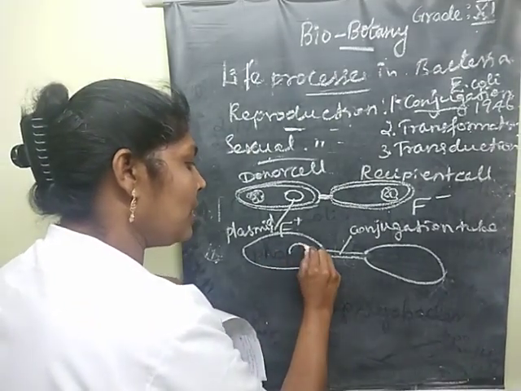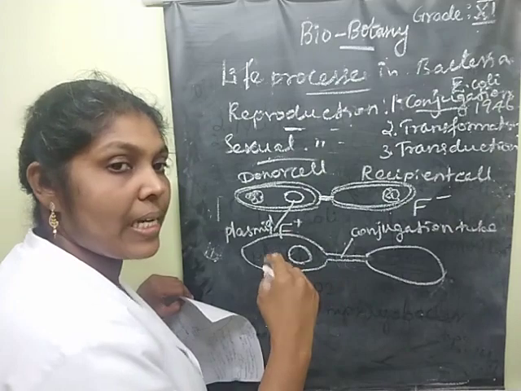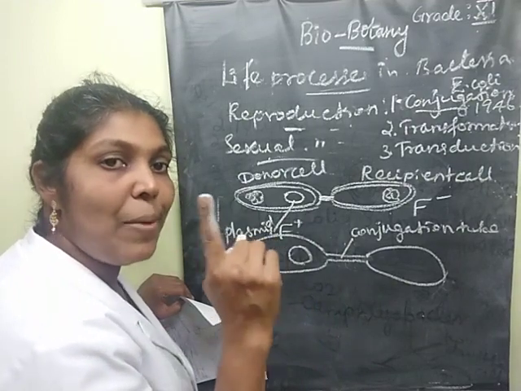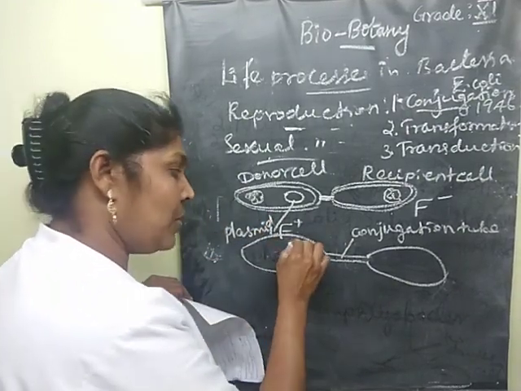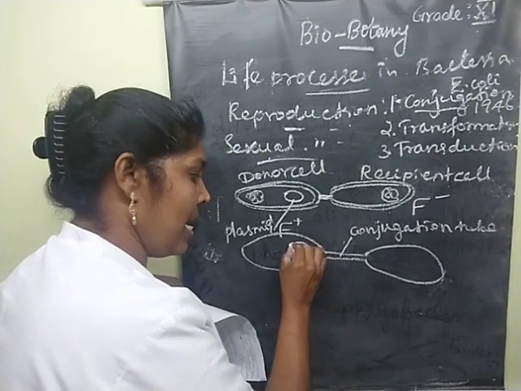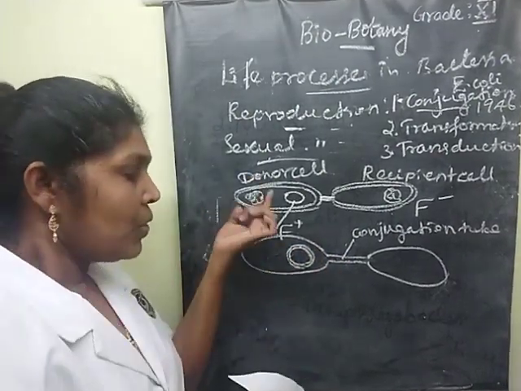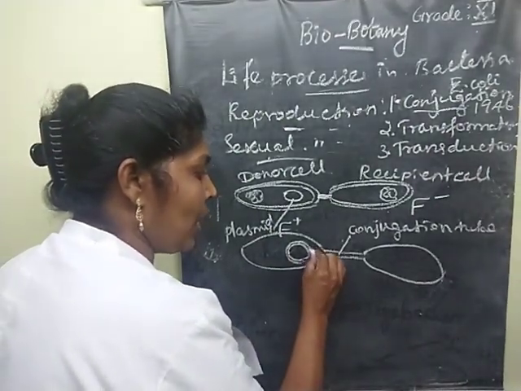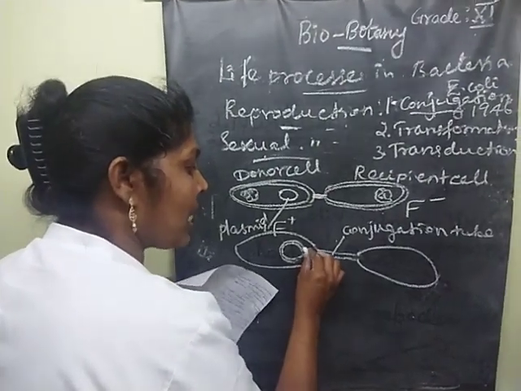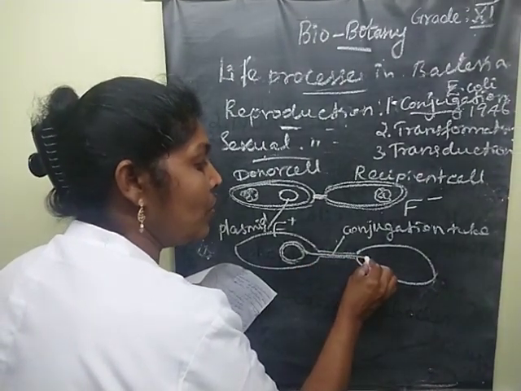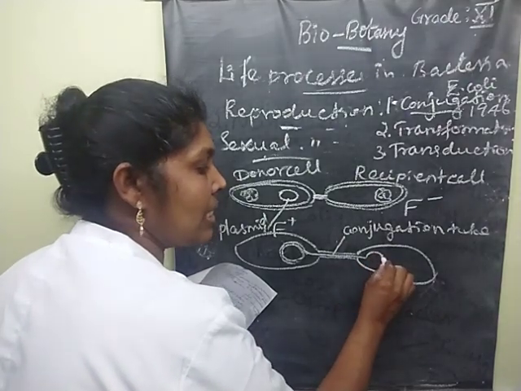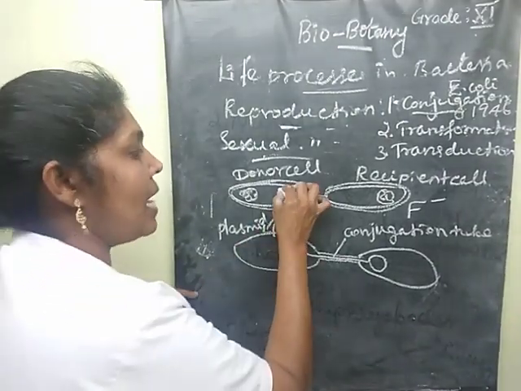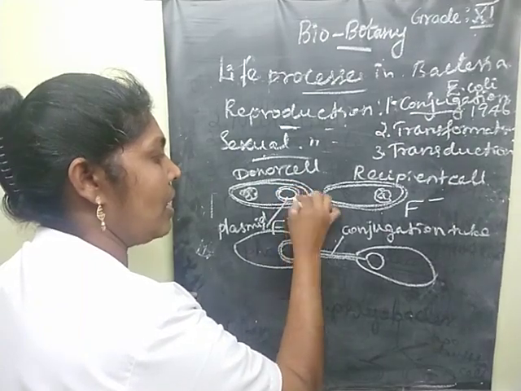So how is the DNA strand transferred from one cell to the next cell? Here, this plasmid is a double-stranded DNA structure. Clear? The donor cell gives one strand of this double-stranded DNA molecule and transfers it through this conjugation tube. The recipient cell receives the one strand of the DNA molecule and it is fixed. Clear? This is the double-stranded plasmid molecule.